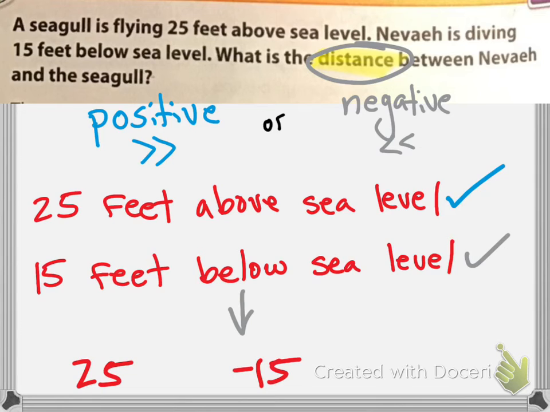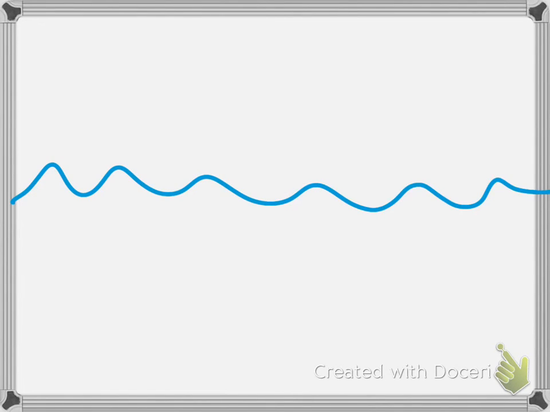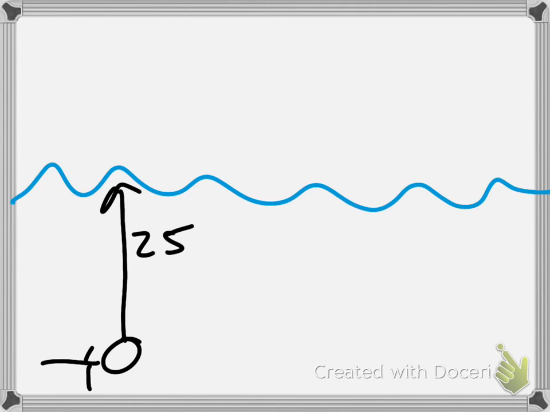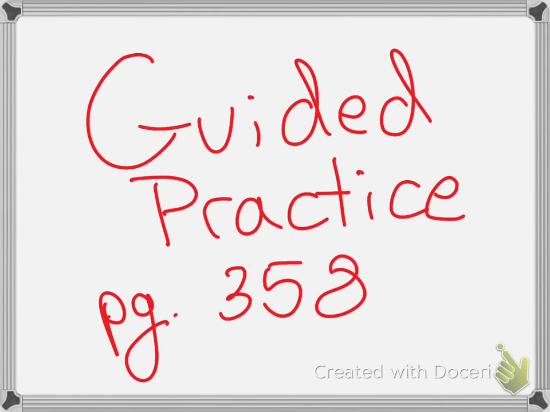Jackson, distance is always? Positive. Yes, thank you, Ella. But yes, distance is always positive. If I was to draw this, here's my water. Right down here, there is Nevaeh. Woo, she's swimming. And that is 25 feet to the surface. And then here is my seagull, and it is 15 feet above. So the distance between them is 40 feet.